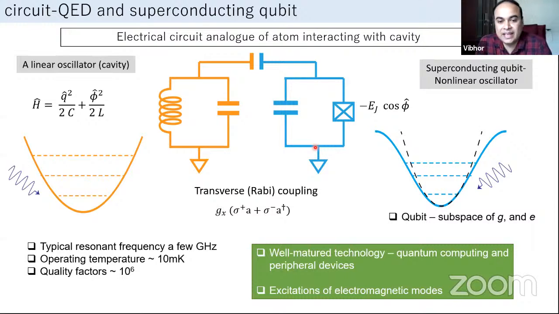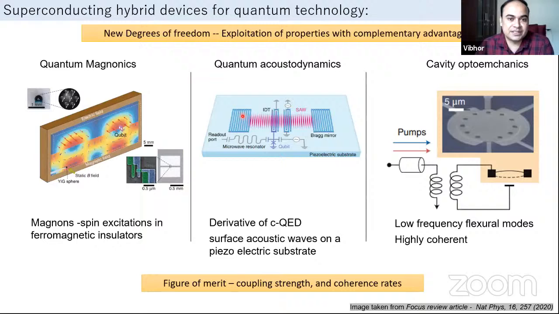So this circuit QED platform is a fairly mature technology and has wide applications in quantum computing and peripheral devices. One point I would like to make here is that the excitations used in the circuit QED platform are excitations of electromagnetic modes. They are photons in some sense. Given the maturity of this platform, researchers are now asking whether we can bring in new degrees of freedom and integrate them with circuit QED. The general philosophy is to use properties which give complementary advantages. On this slide I have three examples.